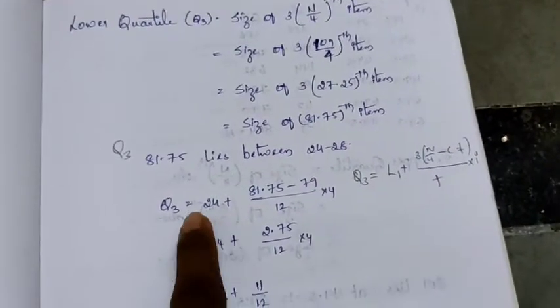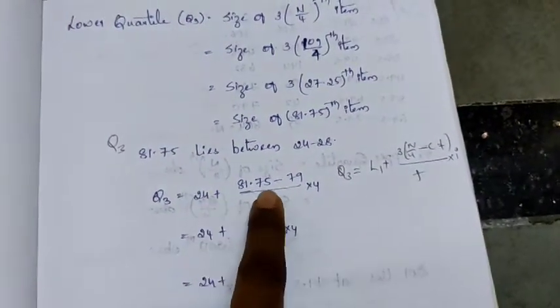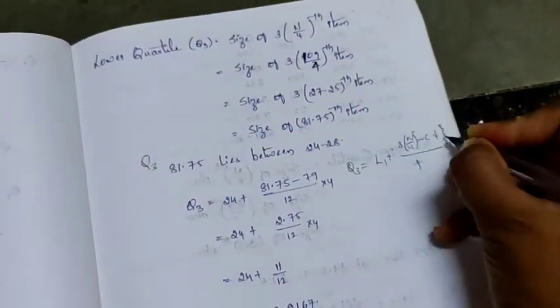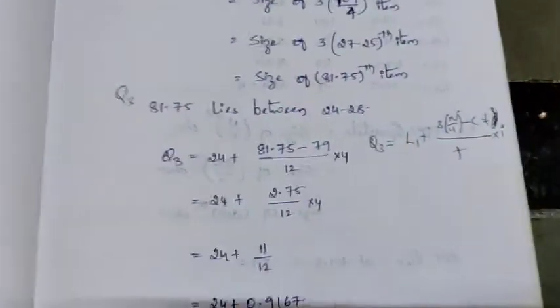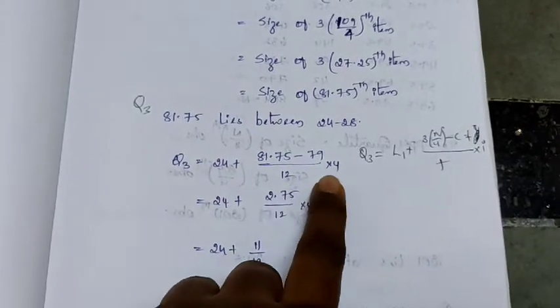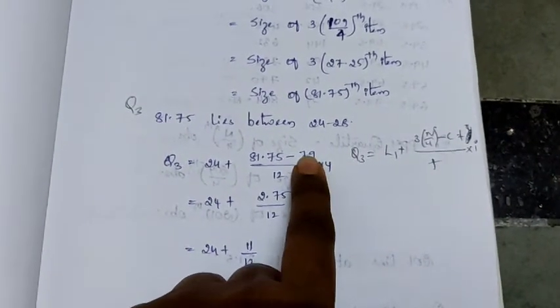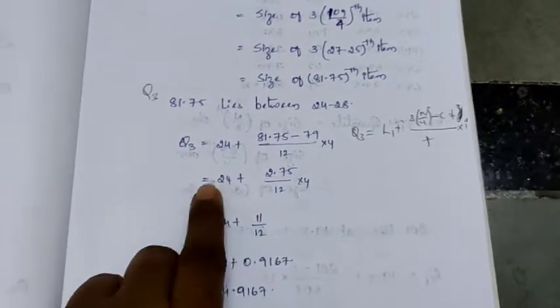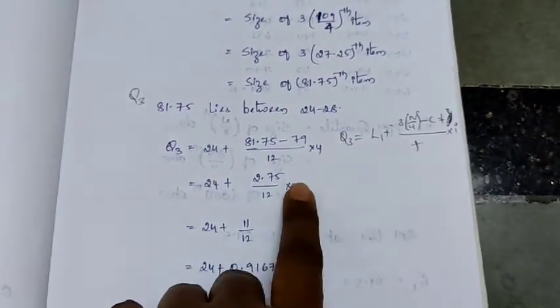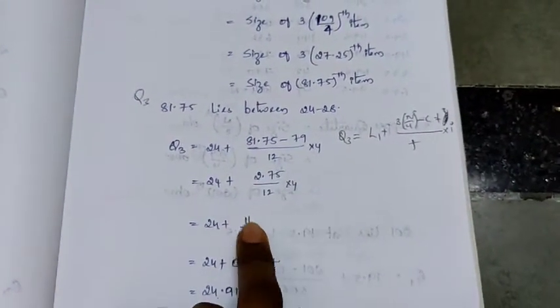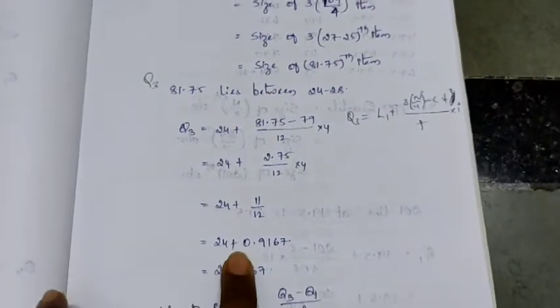Okay, now you see here. So L1 is how much? 24, lower limit, plus 3 into n by 4 is how much ma? Sorry, I put the bracket for this. 3 into n by 4 is how much? 81.75 minus 79 divided by 12 into 4. Okay, 79 is nothing but CF and 12 is F, into 4 is the class interval difference, that is I. So 24 plus, first minus, 2.75 we got, divided by 12 into 4. So 24 plus 2.75 into 4 is how much? 11 divided by 12.